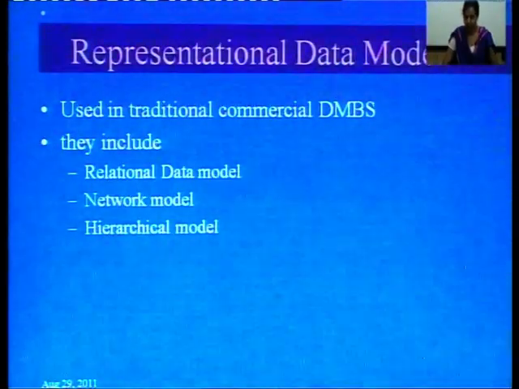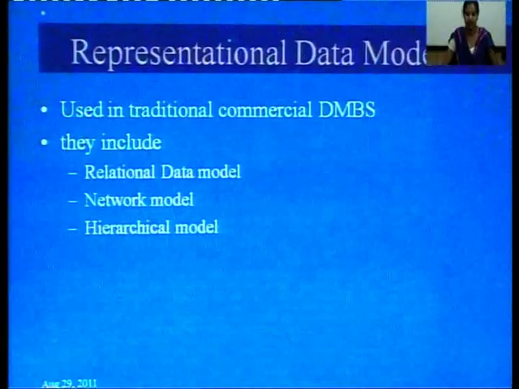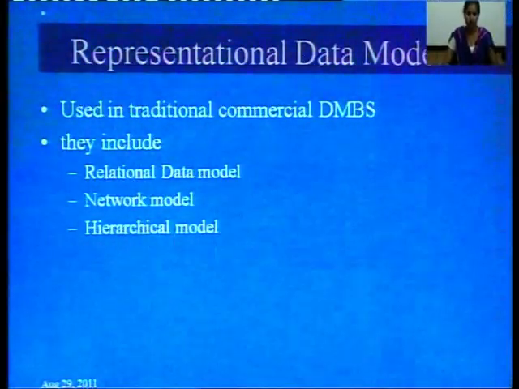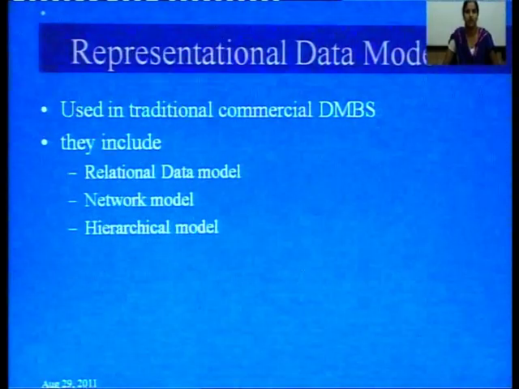Next is the network model. In the network model, data is organized into records and sets. We have so many records, and these records are connected to other records, and we have a key path, meaning depending upon one particular key we can search the other data. Depending upon the relation between the two entities, we can go to the next.